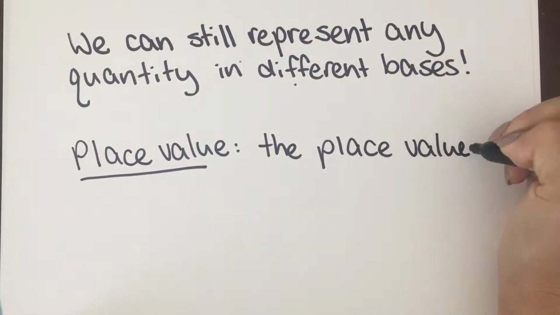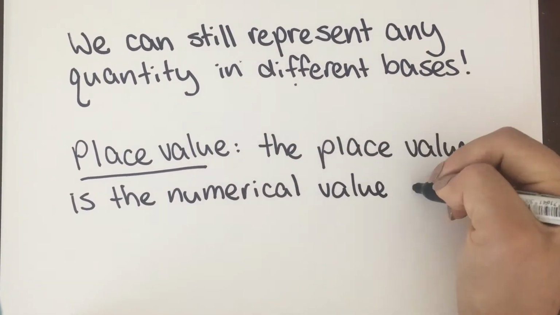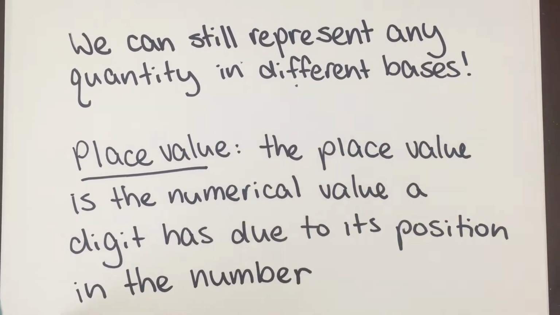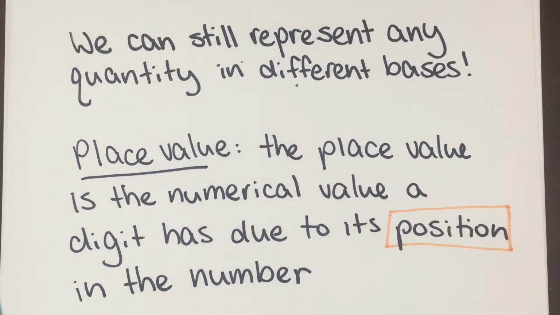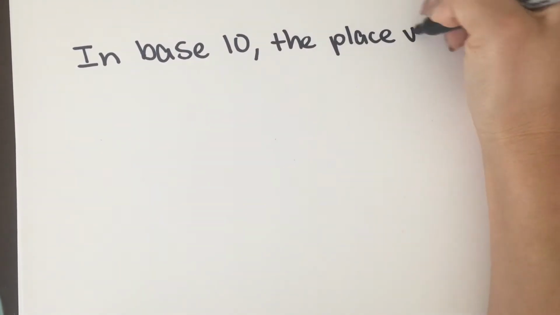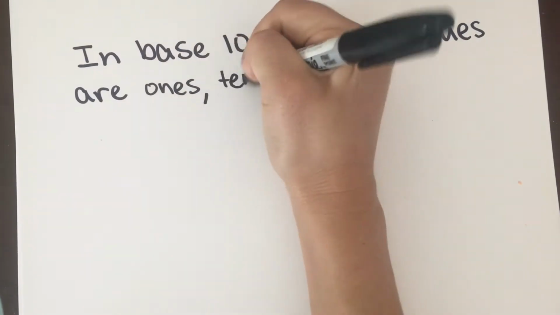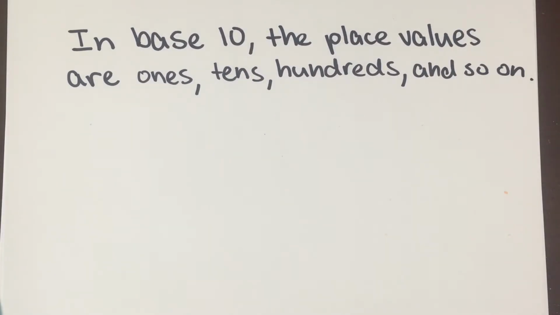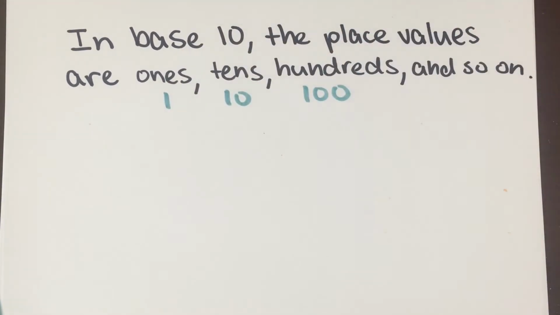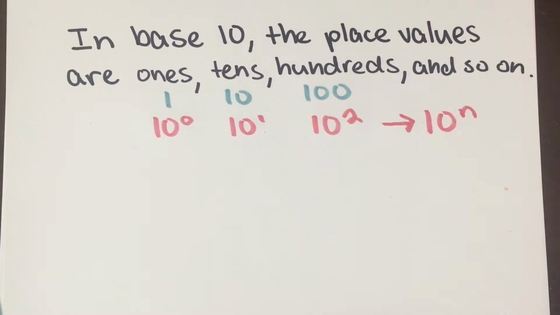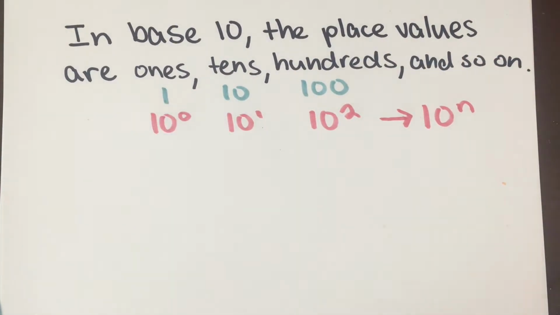The place value is the numerical value a digit has due to its position in the number. In other words, digits mean different things depending on where they are in the number. In base 10, we're familiar with the place values of ones, tens, hundreds, and so on. Notice that 1 is 10 to the 0, 10 is 10 to the 1, 100 is 10 squared, and this pattern repeats, meaning that the nth place value has value 10 to the n.